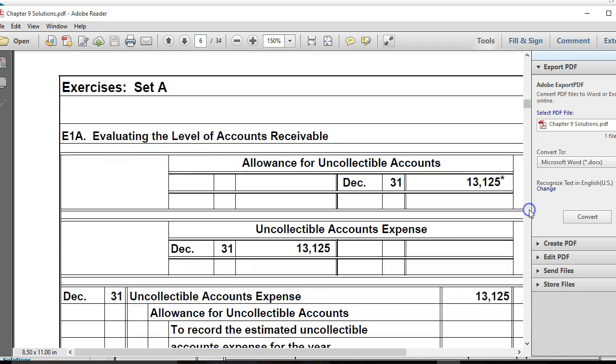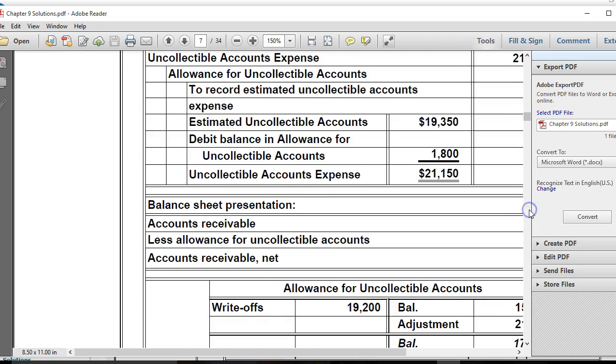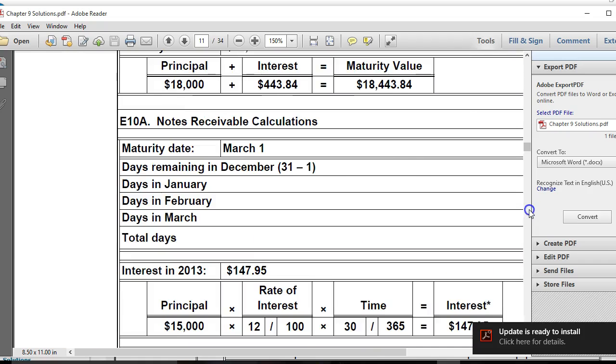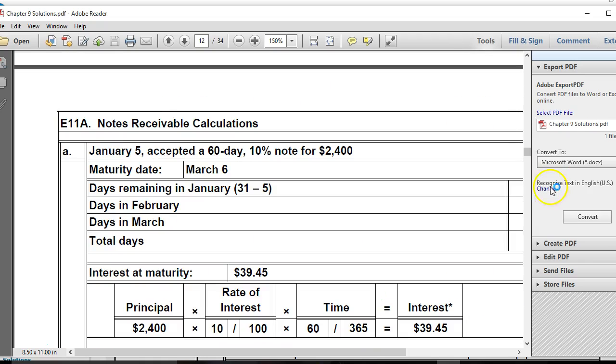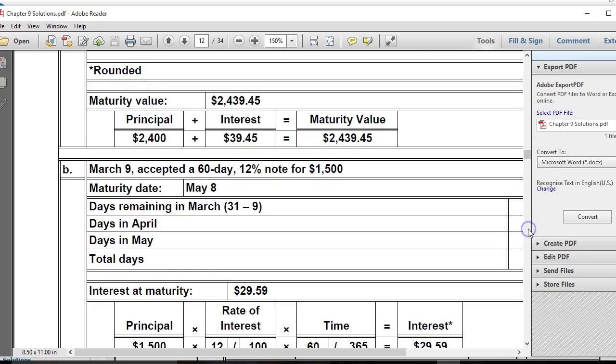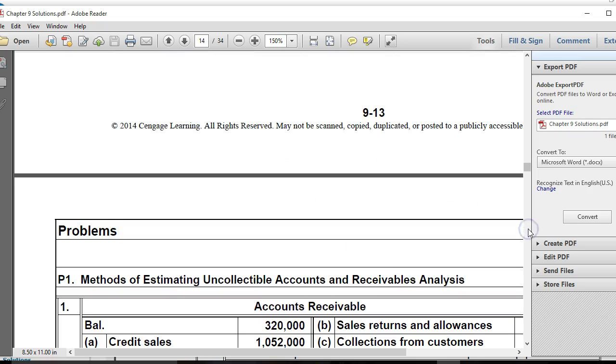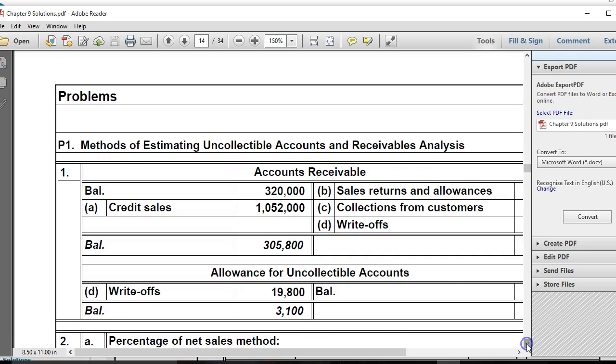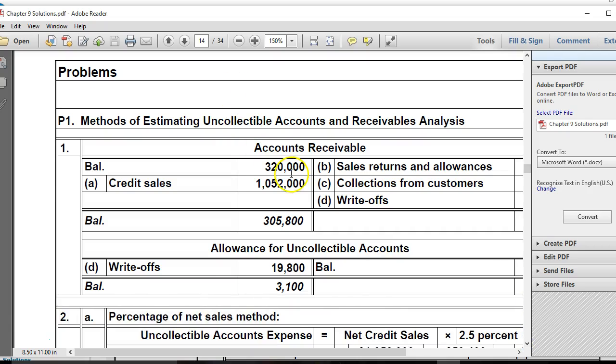So the first thing we're going to do with those T accounts is put in those initial balances. So P1, okay, the first thing, accounts receivable, we should show an initial balance of $320,000, okay?